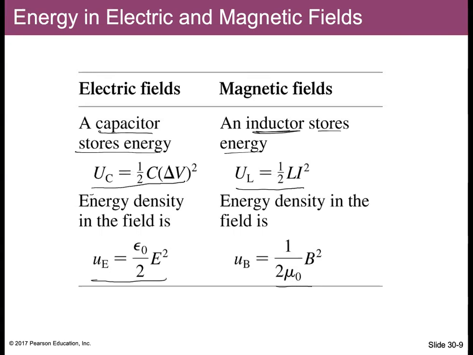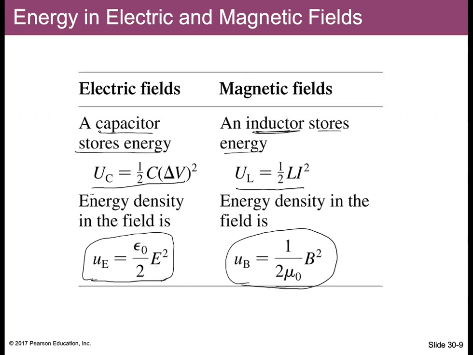So they compare fairly similarly. And one of the main things we see is that the energy density has the constant epsilon naught for electric fields, and for magnetic fields, our energy density has the constant mu naught. And they're both then multiplied, this one by E squared and this one by B squared. And that will be interesting to see later.